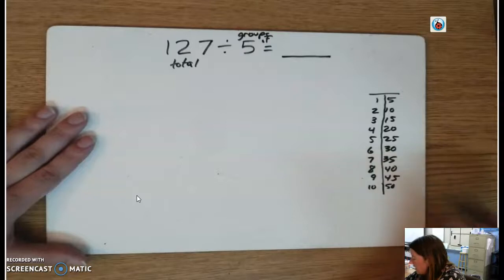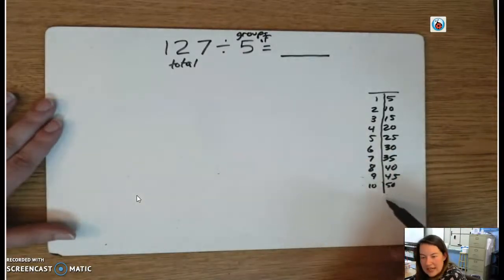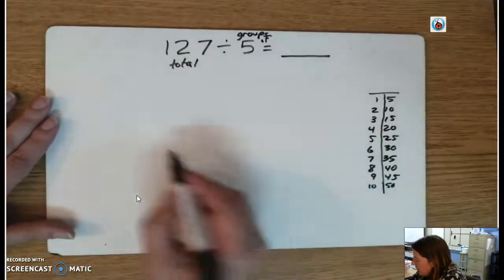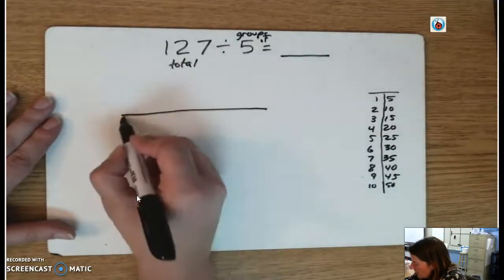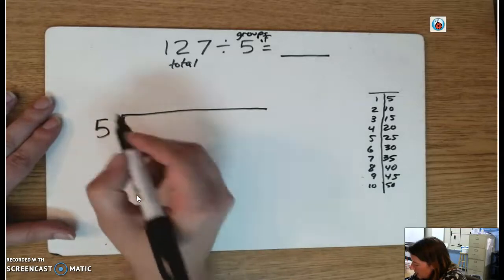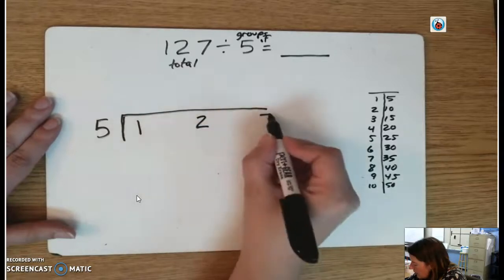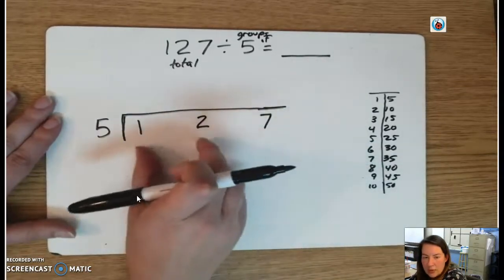because 10 would be 50. So if I do this, I only went to 10 and I got to only 50 pieces. I don't want to keep going all the way to 127 pieces. So I'm going to break the number apart and use wide division here. I'm going to make groups of 5 and I'm going to do 127. Just like when I did wide division with 2 numbers, it's the same thing.